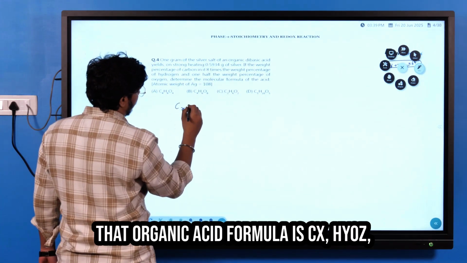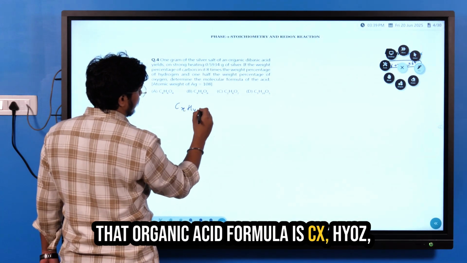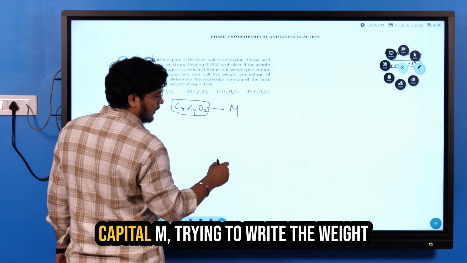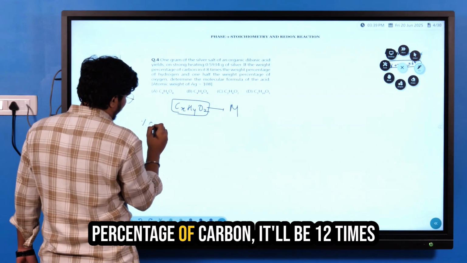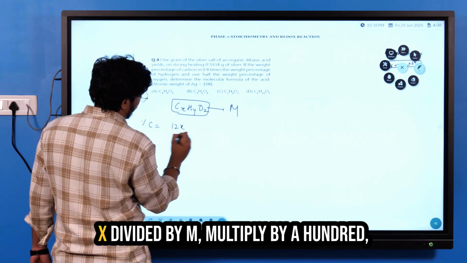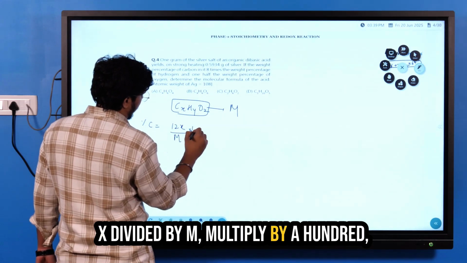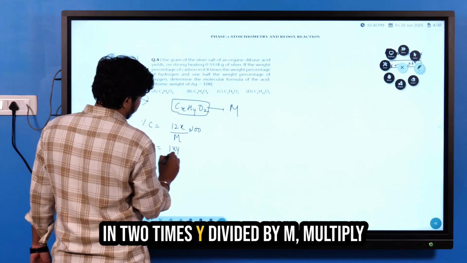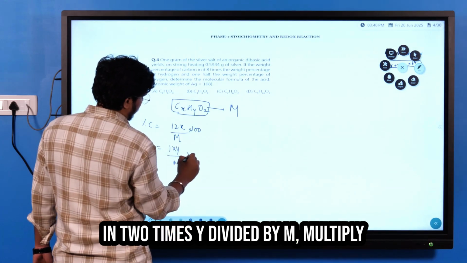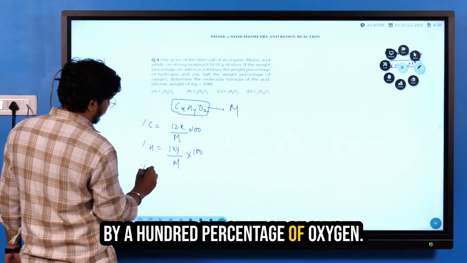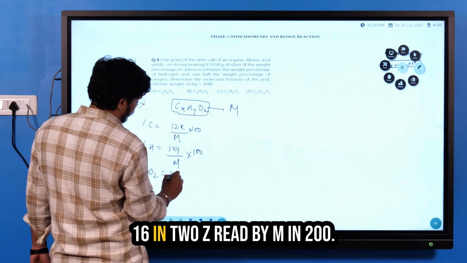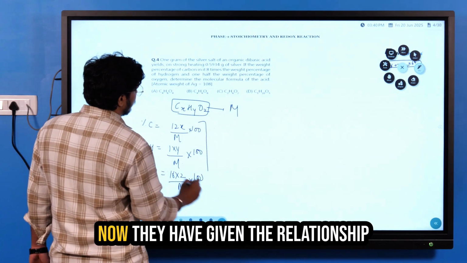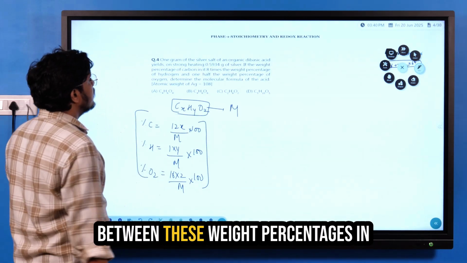So first we try to calculate the weight percentage. I have assumed that the organic acid formula is CxHyOz and the molecular weight of this is capital M. Weight percentage of carbon will be 12 times x divided by M multiplied by 100. Weight percentage of hydrogen, 1 times y divided by M multiplied by 100. Percentage of oxygen, 16 times z divided by M into 100. Now they have given the relationship between these weight percentages.